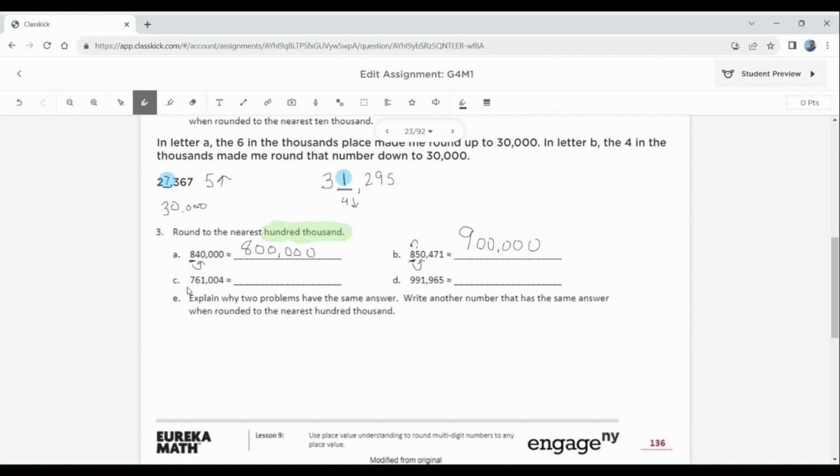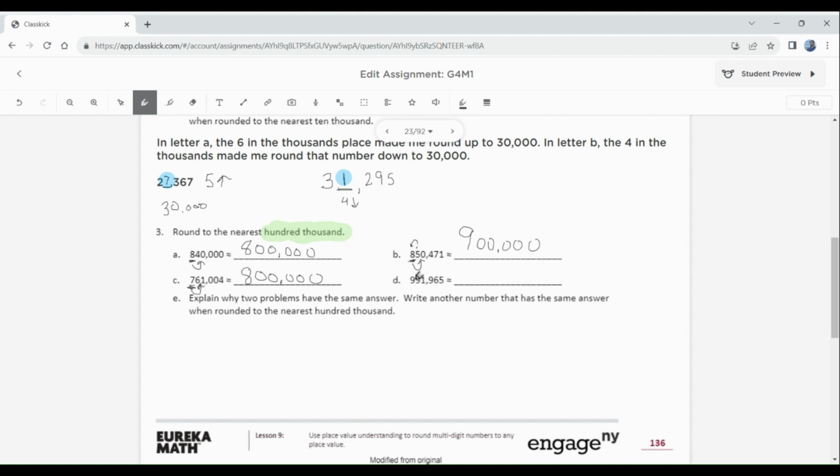Letter C, I have a 7 here in my 100,000s. The number is 761,004. And peek over at my 6. Now 6 is going to be able to bump 7 up to the next number. So 7 plus 1 is 8 in my 100,000s place. And all my other digits change to 0. So we have the same answer for A and C.